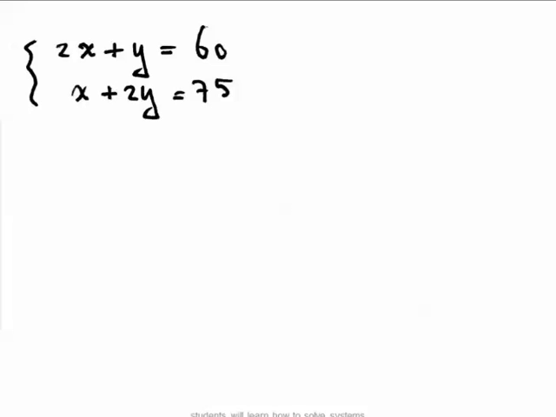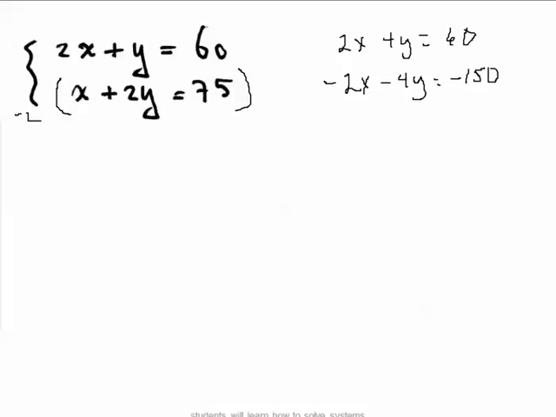So let's try this. I'm going to take this equation right down here and multiply it times -2, and I'll show you why. On the first equation, I still have 2x plus y equals 60. If I multiply -2 times x, I get -2x. I multiply -2 times 2y, I get -4y. If I multiply -2 times 75, I get -150.